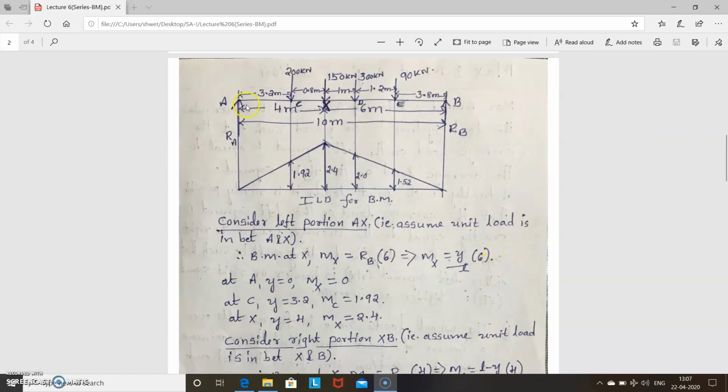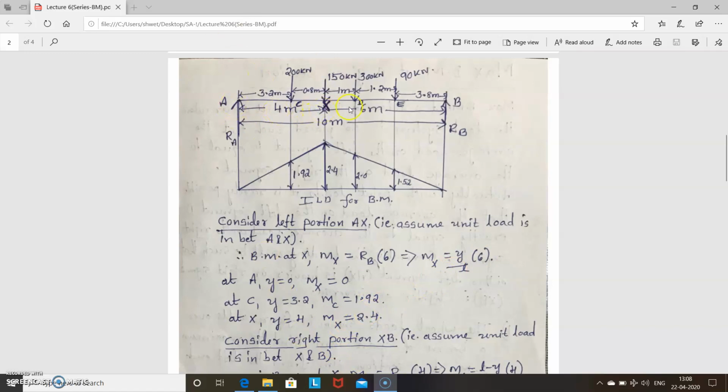So next find at different points. What is at A? Y is equal to 0. So substitute in this, you get 0. Next at C. What is Y? Y is equal to 3.2. So what is M, moment at C? Substitute in this, Y is 3.2 divided by L is 10 into 6. So you get 1.92. Next at X. Y is equal to 4. If you substitute in this equation, you get 2.4. Over left portion is done.